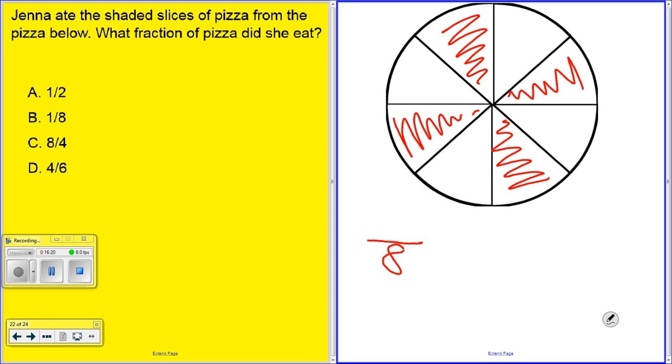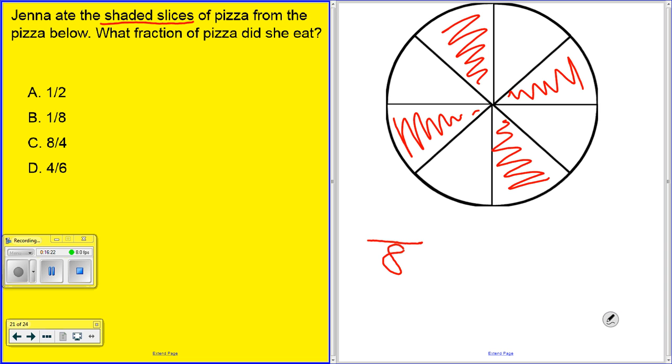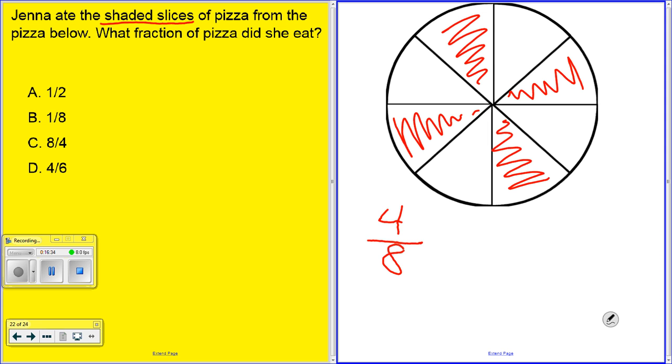Our problem says she ate the shaded slices. Sometimes they might try and trick you and say the unshaded or not shaded. How many slices were shaded, Susie? 4. Yay, we got our fraction, 4/8.